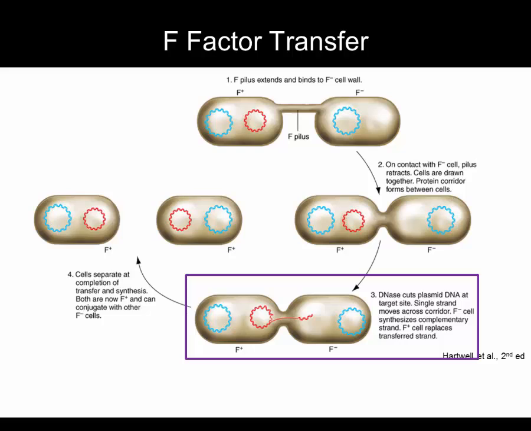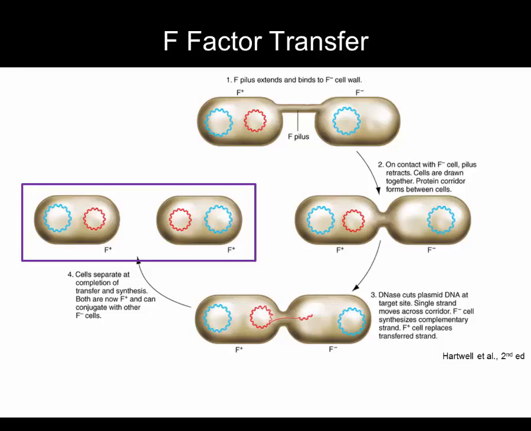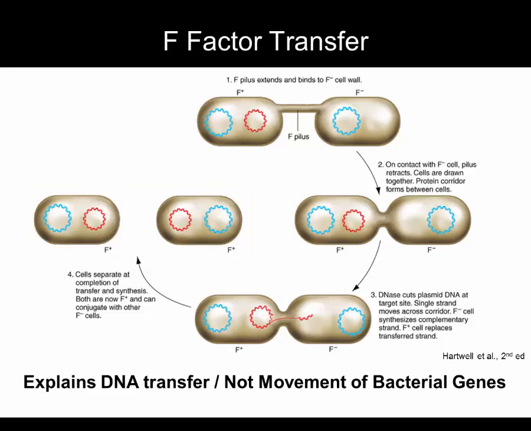Only one strand of the F factor is transferred across this corridor. The recipient cell synthesizes the complementary strand, while the donor replaces the strand that was transferred. Now each cell has a full copy of the F factor, so they are both F+. The two cells separate, and now both are capable of serving as donors in conjugation with F- cells. So this is certainly a transfer of DNA, but it doesn't explain the observations of Lederberg and Tatum from last lecture. How can chromosomal genes be transferred?